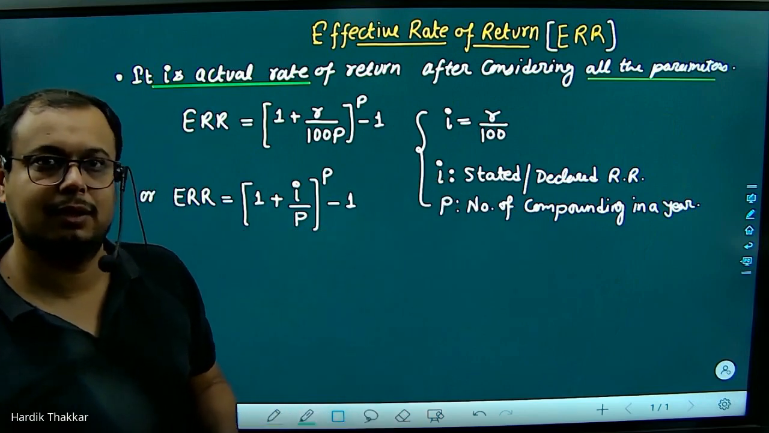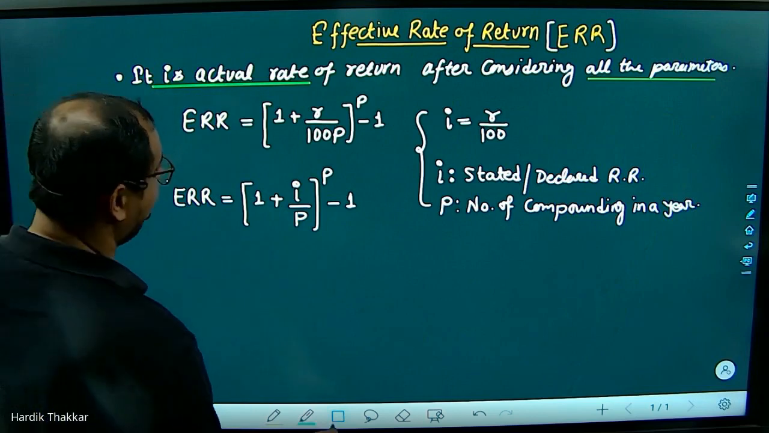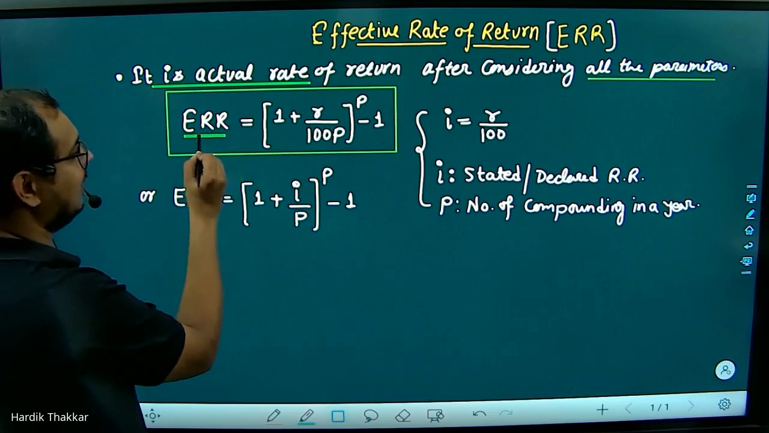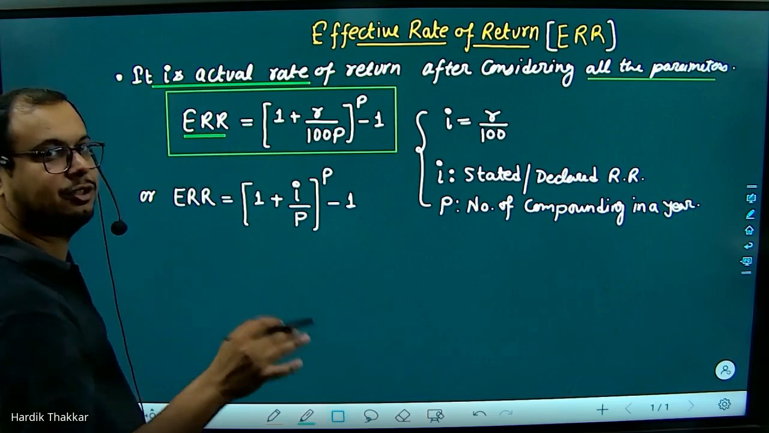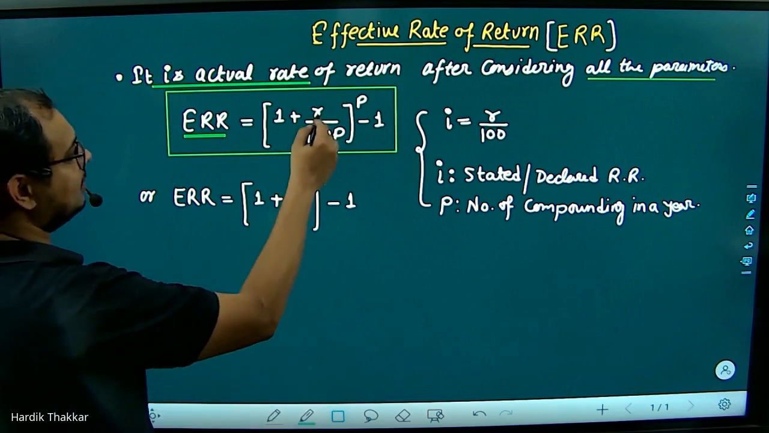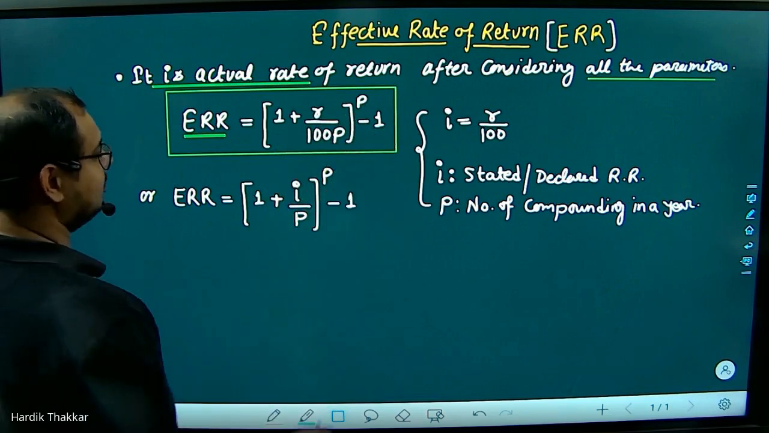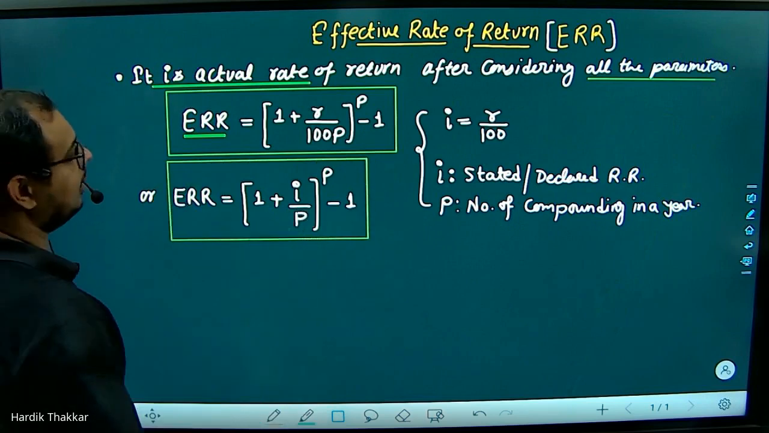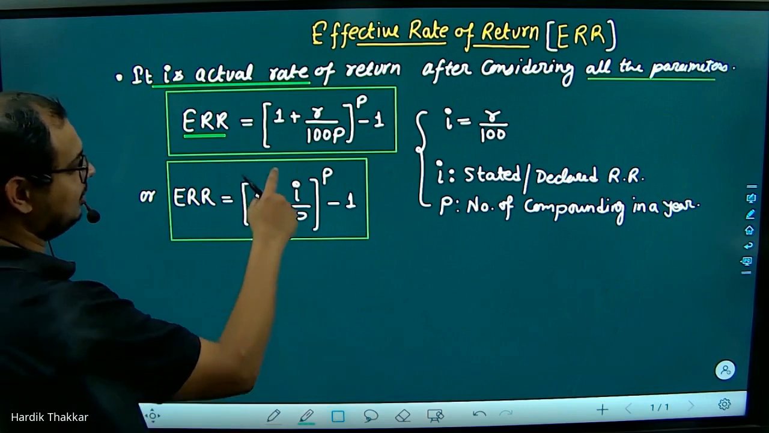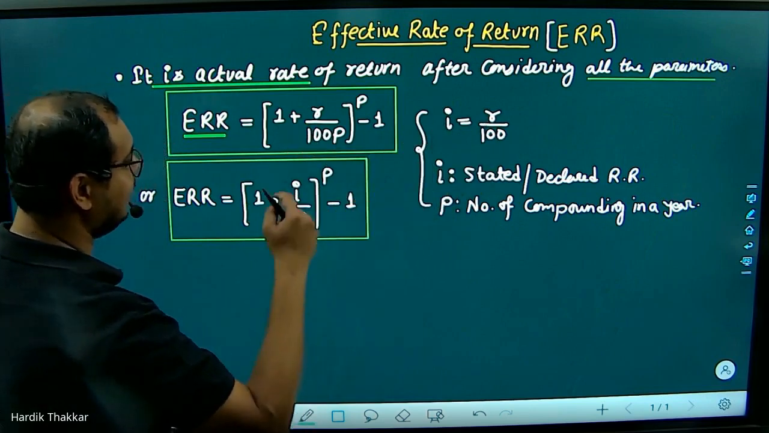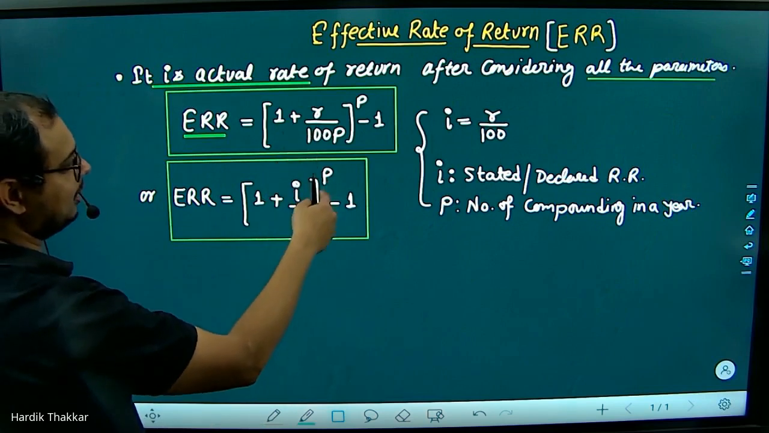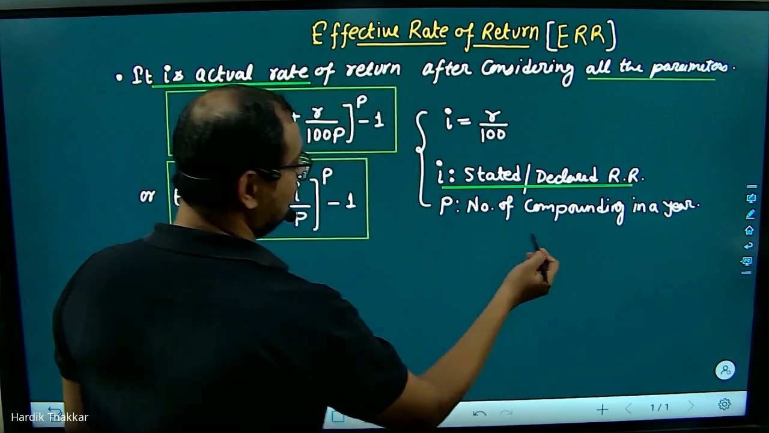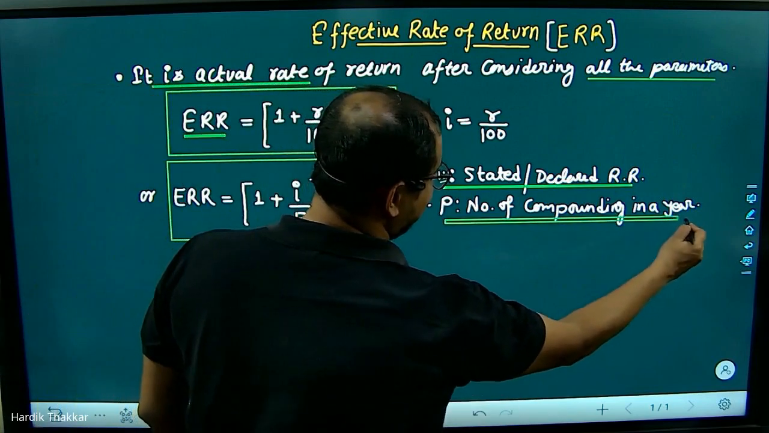Clear? Okay, so the formula to calculate effective rate of return is this. We are representing this as ERR, or any other representation is also possible. It is (1 plus R upon 100P) whole to the power P, minus 1. Another formula, which I will use for calculation of ERR in the question, is where R upon 100 is replaced with I: (1 plus I upon P) whole raised to power P, minus 1. Here, what is I? I is stated rate of return.